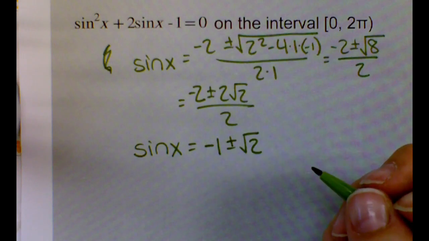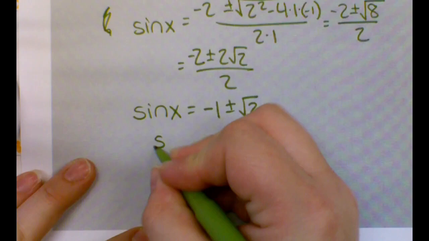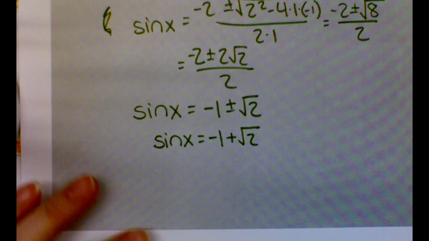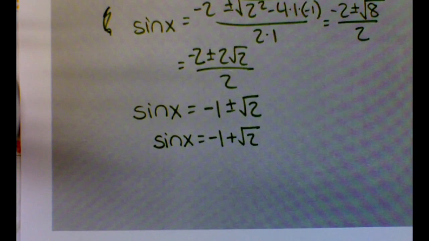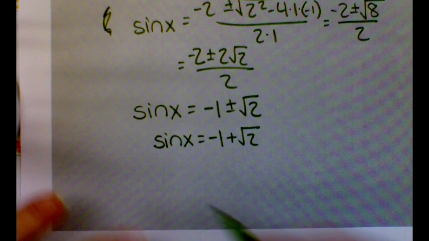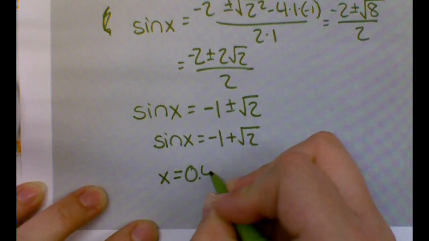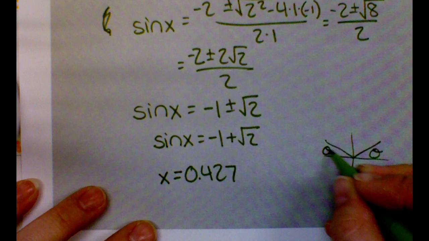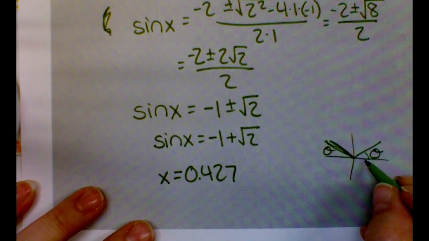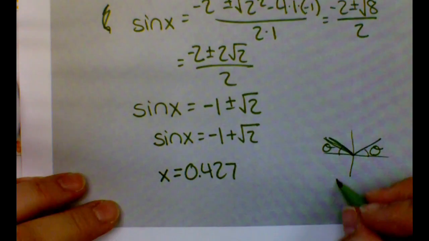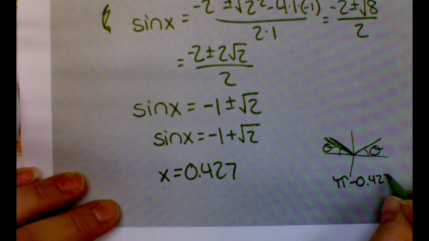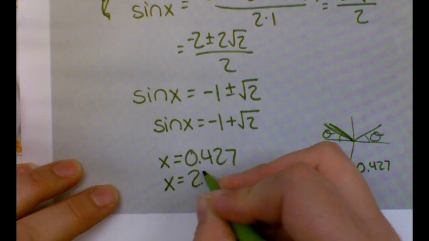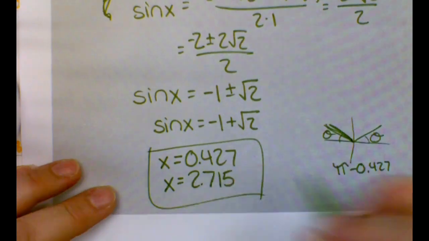Negative 1 minus the square root of 2 absolutely will not work out. So the sine of x equals negative 1 plus the square root of 2 only. Inverse sine of negative 1 plus the square root of 2, x is about 0.427. And again, we're going to do the same thing as before. I want to know this angle here. Well, it's the same, so that much shy of pi. I'll take pi minus 0.427. So my other possibility is 2.715. Those are in radians.